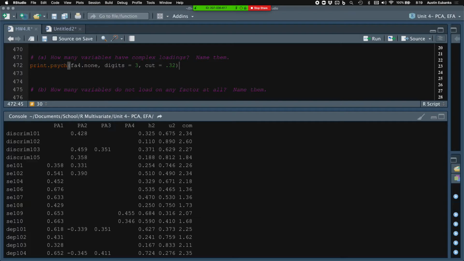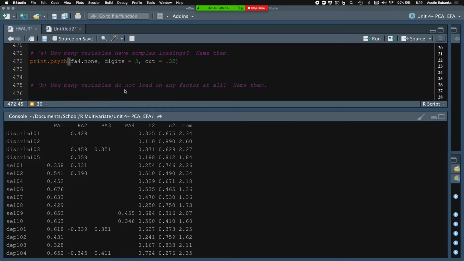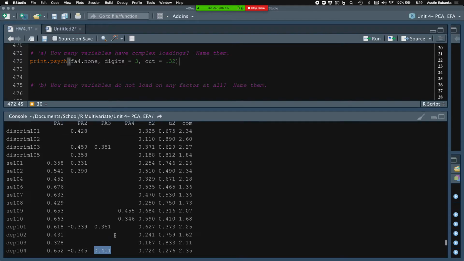I think we have like 7. I think you're right. And then 2 of them are very complex. So we've got Scrim 103 here, SE 101, SE 102, SE 109, 110, DEP 101, and 104.